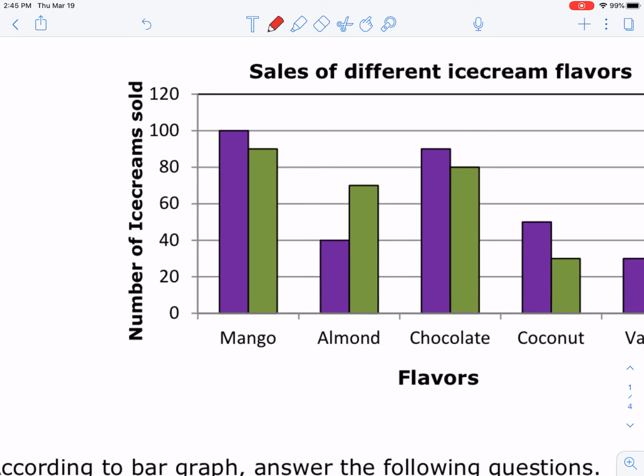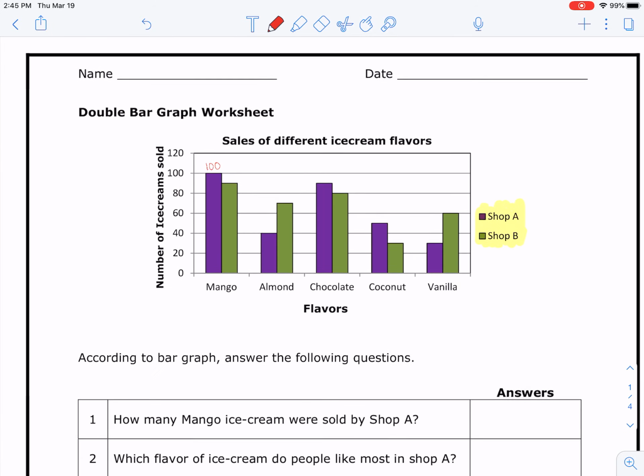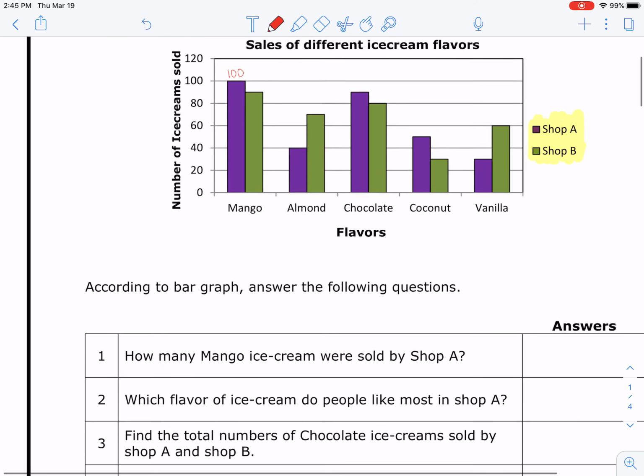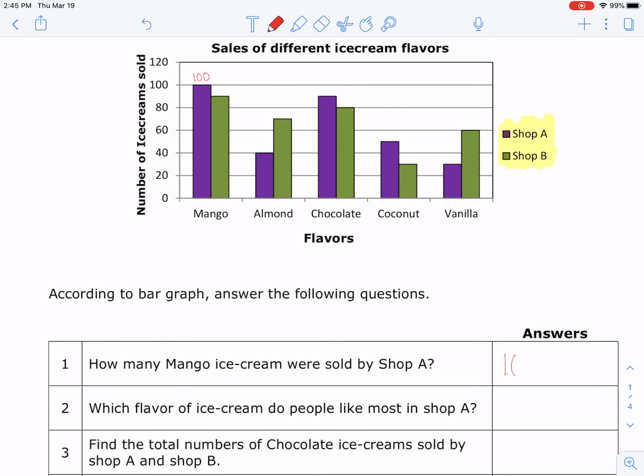And I know that on our notes, I told you that I would like to just put the numbers on top to help myself out and so that we don't forget. So number 1 would be 100 people said that they sold mango flavors in this shop A ice cream shop.